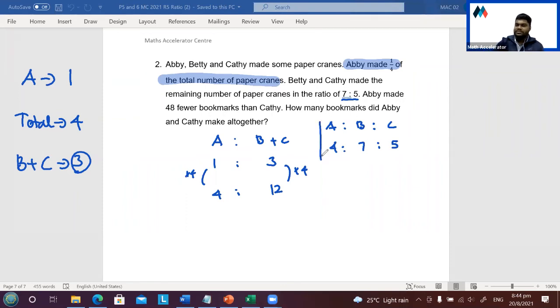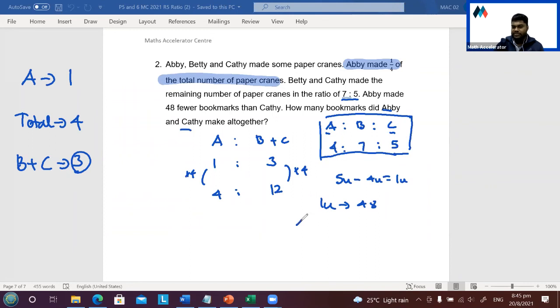Okay, so once you establish this, the rest of the question becomes super easy. So what's the next information telling you? Abby made 48 fewer books than Kathy. So it's regarding Abby and Kathy. Kathy is 5 units. Abby is 4 units. So the difference is 1 unit. Therefore, that 1 unit is the difference, which is 48. So once you find out 1 unit, how many did Abby and Kathy make altogether? Total is 4 plus 5, which is 9 units. So 9 units is simply 48 times 9.